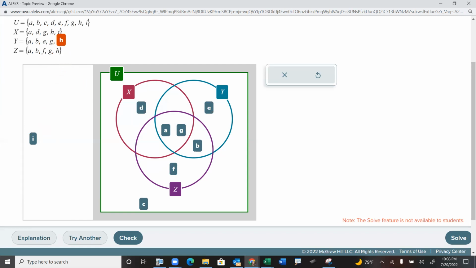H is in X and Z, but not Y. So we want it to be X, Z, but not Y. So that's right here. And the last one, I, that's in X and Y, but not Z. So right here. And that's it for that one.